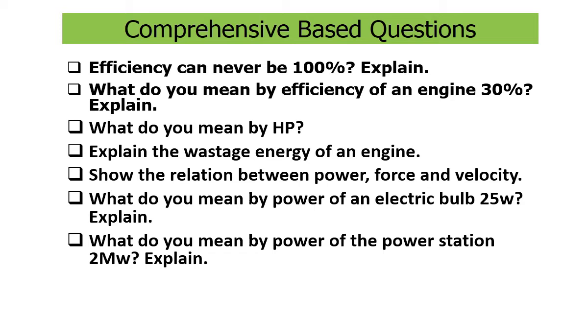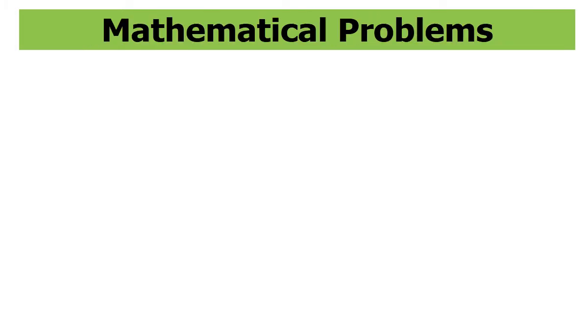What does it mean? It means 2 into 10 to the power 6 watt. 2 into 10 to the power 6 joule of work is done in 1 second. That means 2 into 10 to the power 6 joule of energy will be produced in 1 second from the power station. And then mathematical problems. Here we can solve some mathematical problems.